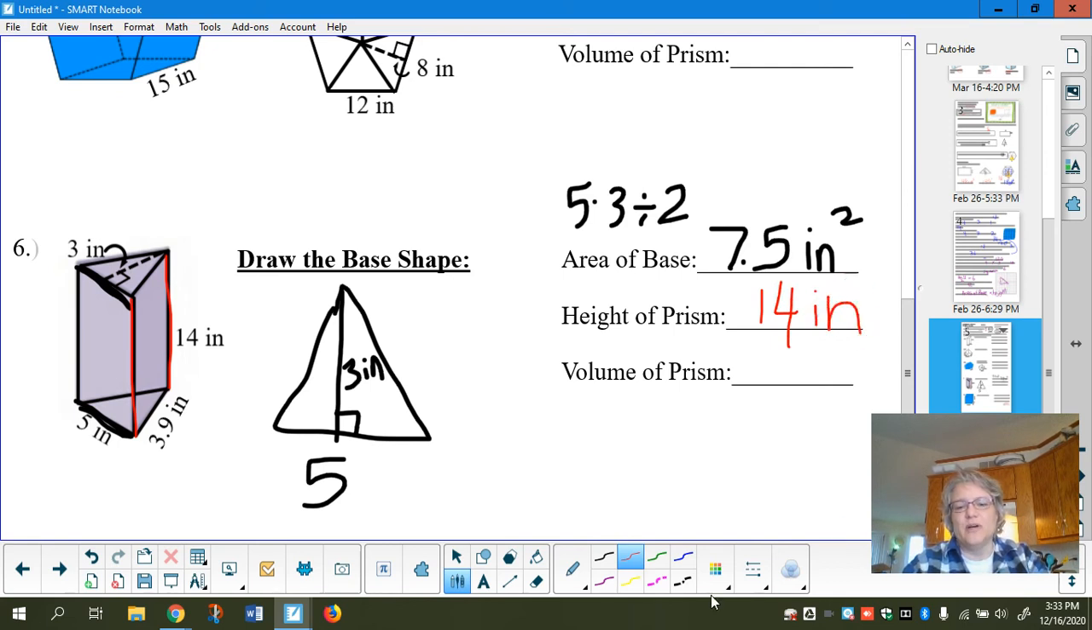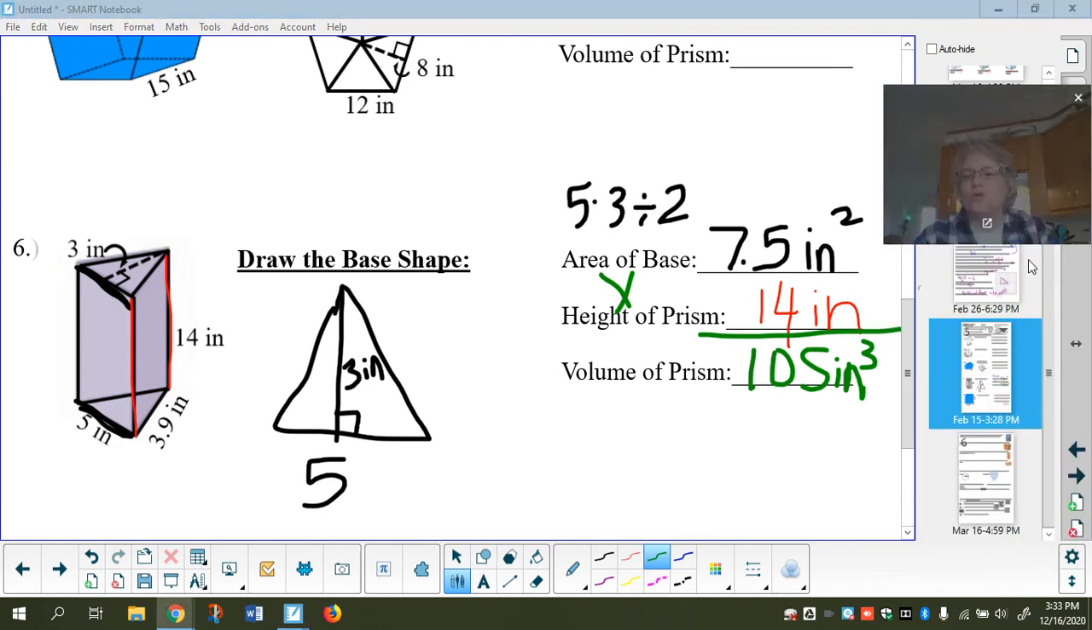Okay, and then volume of the prism. This is the easy step. Take the area of the base times the height, and that gives you the volume. So 7.5 times 14. 7.5 times 14 is, I'm using my trusty dusty phone, 105. And then my volume is in inches to the 3rd power, because I did inches to the 2nd power times inches to the 1st power, and I got inches to the 3rd power. And that's how you're going to do these problems.